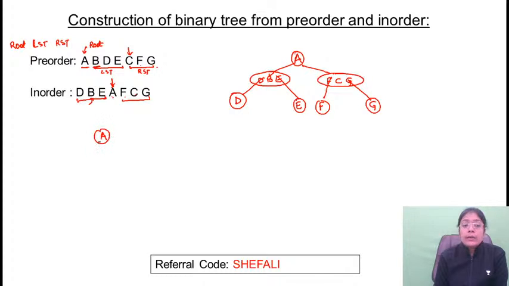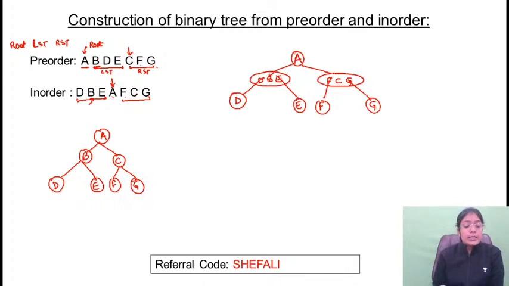We got A, B, C, D, E, F and G. Now easily you can find out the post order. Pre-order is given to you, in order is given, so we can find out the post order. What will be the post order? Every time you have to take the leftmost leaf node. So 4 leaf nodes are there, D, E, F, G.